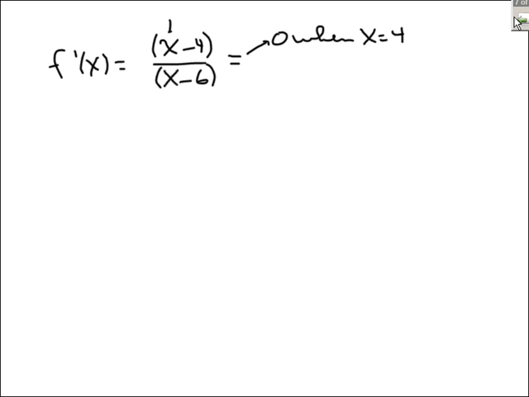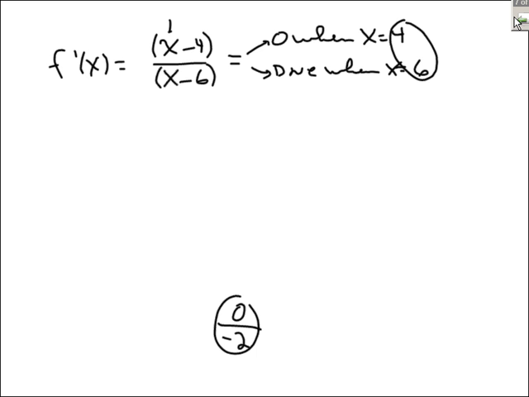Well, if x is 4, 4 minus 4 is 0, and 4 minus 6 is -2. This fraction is 0. It does not exist when the denominator is 0, when x is 6. So the two numbers that came up were 4 and 6, in increasing order, 4 first, then 6. So we want to make up the intervals that bypass 4 and 6. You need the chart, here's 4, here's 6.